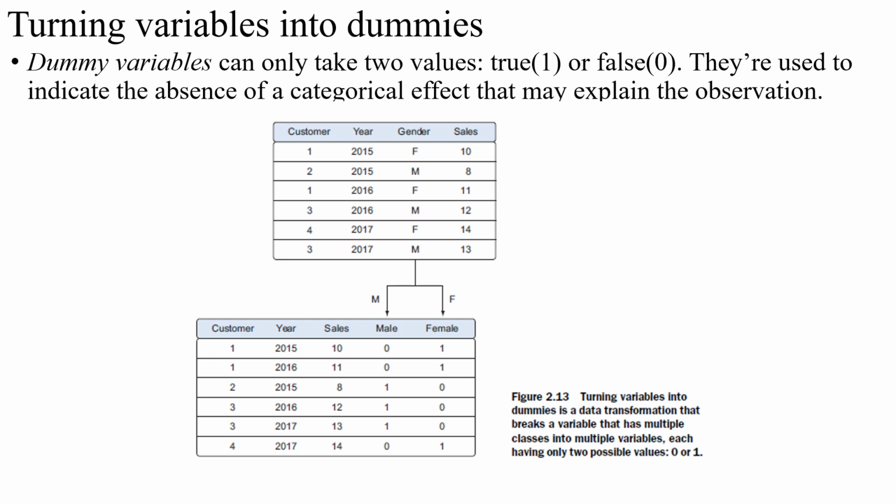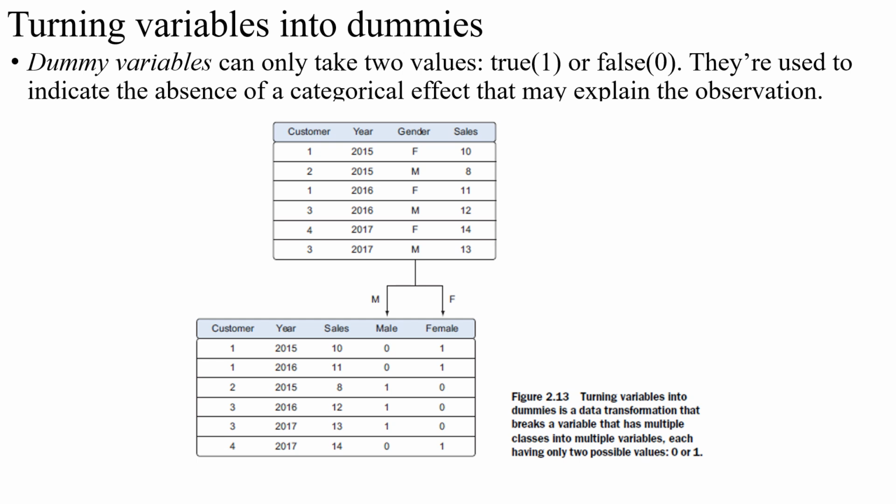In 2016, 11 was made, which means under female it is 1 and under male it is 0. So in this case, we can convert the dummies into ones or zeros based on the numbers, or based on the male category or female category. It is dependent on the requirement. For example, dummy variables can take the values true or false. They are used to indicate the absence of the categorical effect that may explain the observation.